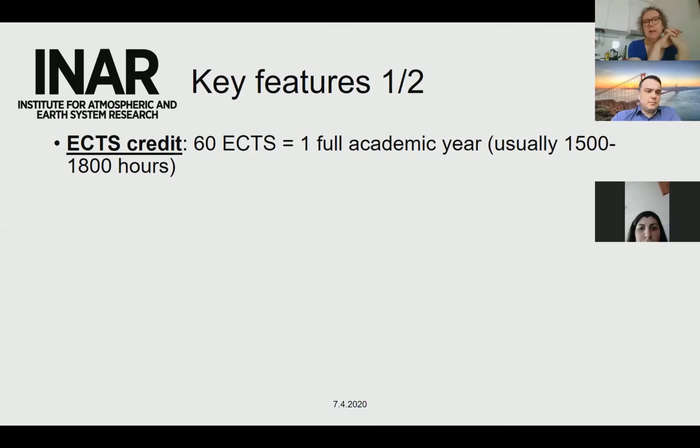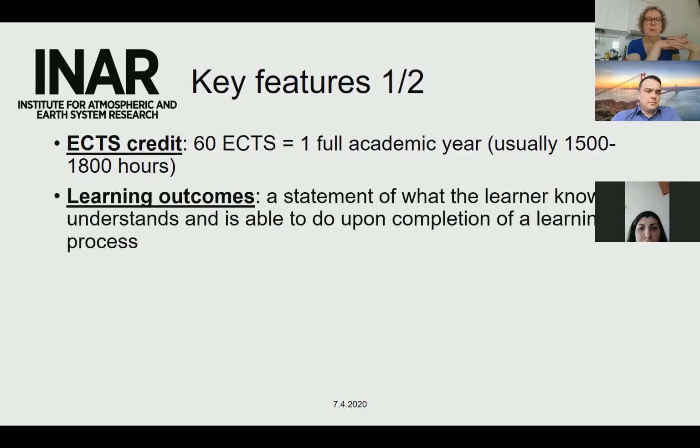More about the ECTS, some key features. It is defined as, or let's say it's bound to time. The basic definition is that 60 ECTS credits should correspond to 1 full academic year of work. This varies a bit. I think in Finland it's 1,600 hours. In some other countries, a little bit different, but usually between 1,500 and 1,800 hours of work within a year.